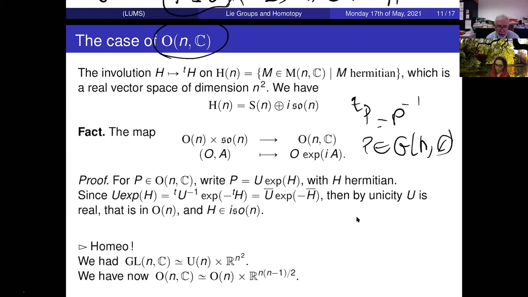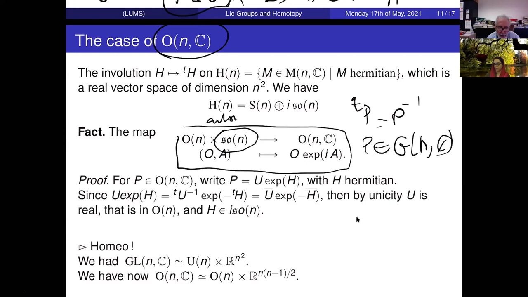And what happens here is that this group is homeomorphic to the product of the orthogonal group by the set of anti-symmetric matrices, which is a vector space of dimension n times n minus 1 over 2. So this homeomorphism can be deduced from the polar decomposition of a general invertible matrix. I have written here the proof, which is quite easy.